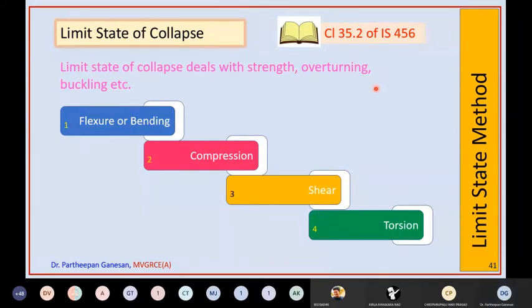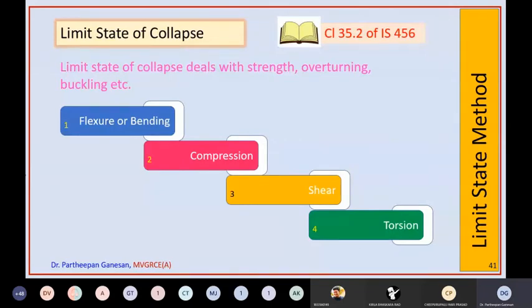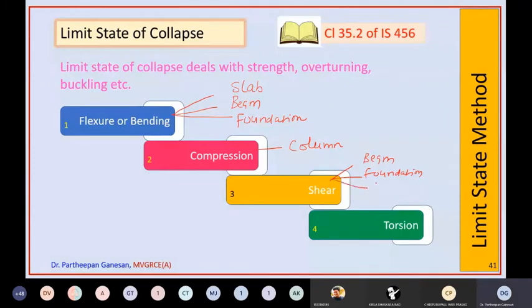Now, obviously, in the limit state of flexure or bending, the slab is designed for bending. Beams are designed for bending. Similarly, foundation is also designed for bending. Here, compression members, columns, are designed for compression. Shear: beam, foundation, and slab you will design, because a beam will also have a shear force.